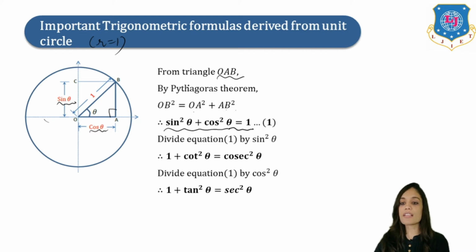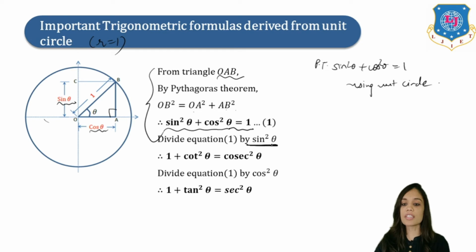Now you can be asked the question: prove that sine square theta plus cos square theta is equal to 1 using unit circle. You can be asked in this manner, right? So what you have to do, first draw the circle, then write up to here, fine? Now what we will do is, we will divide this equation 1 with sine square theta.